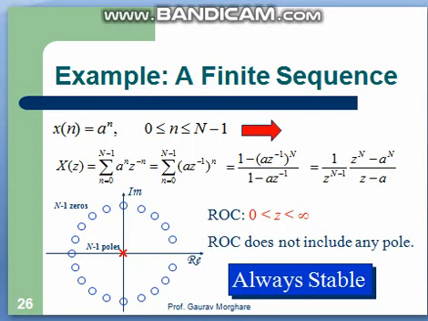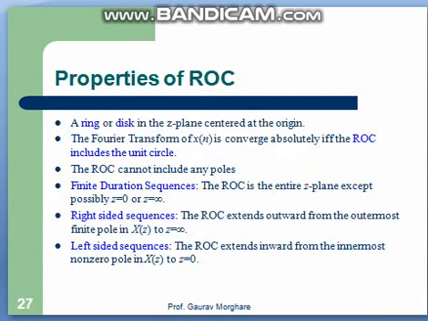After substituting into the geometric sum series formula, we'll get this answer. The ROC for this sequence is 0 to infinite. This is always a stable system.